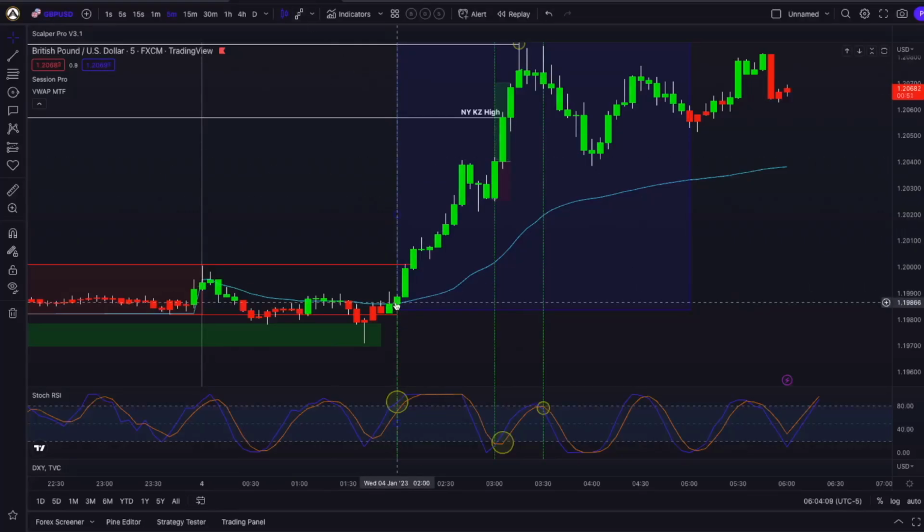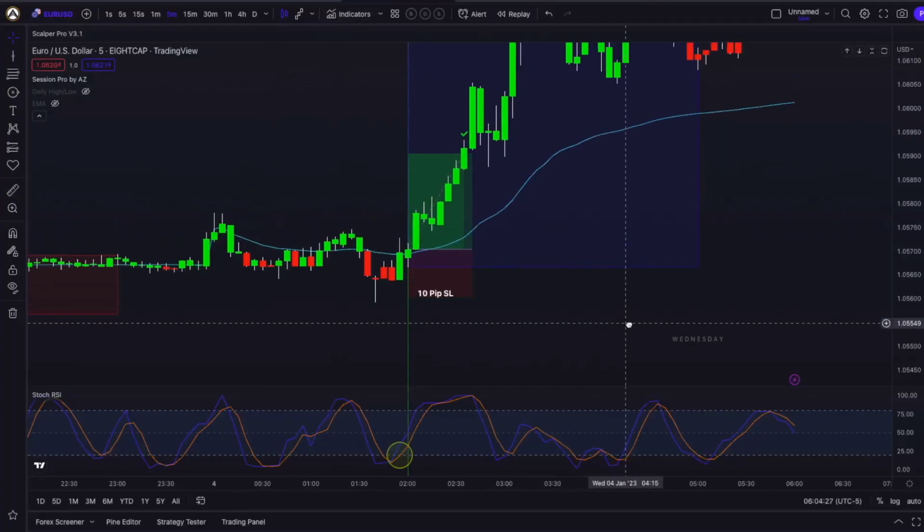I waited for the opening at 2 AM New York local time, since I was checking the British pound US dollar chart, and I already anticipated that this is not going to be a profitable entry, or let's not call it profitable, but a valid trade entry, because the stochastic RSI is already super close to being overbought right here above the 80 level.